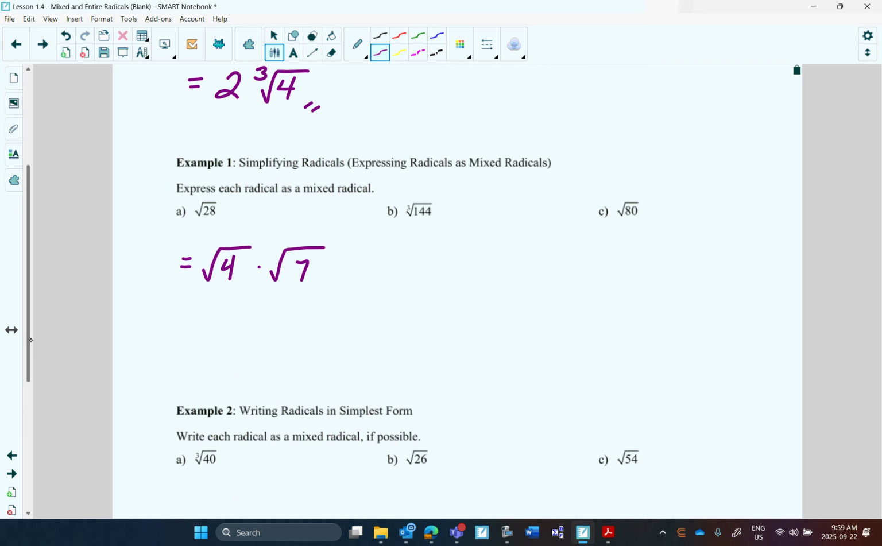Why did I do that? Because what is the square root of 4? 2. And then I can't do anything with the root 7, because remember, we're not using the calculator to estimate here. Okay? That's our answer.